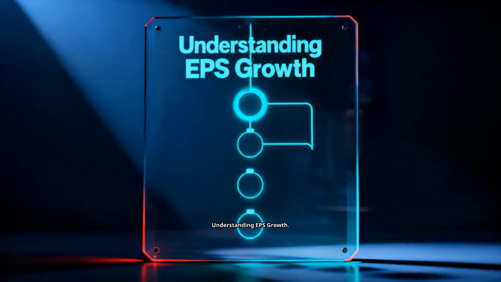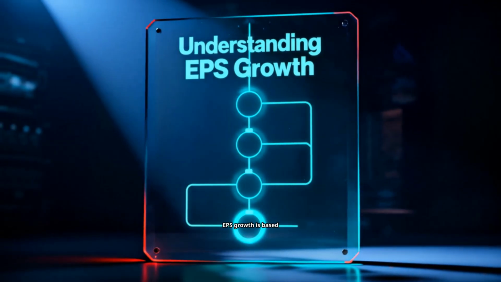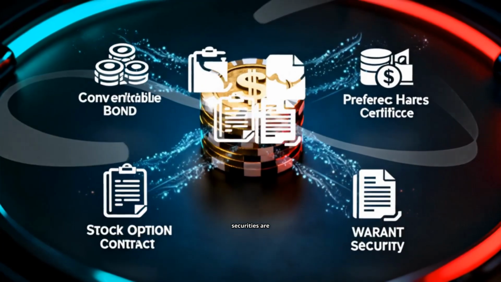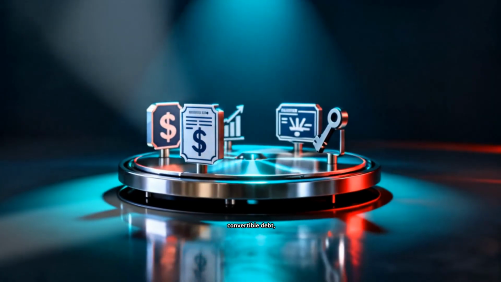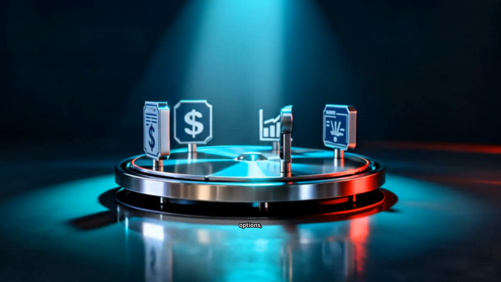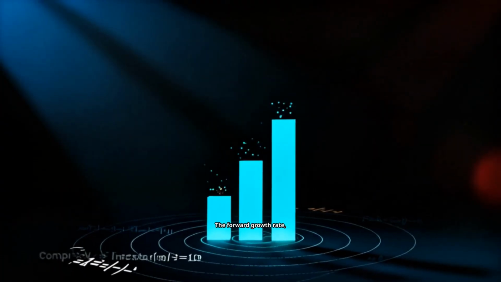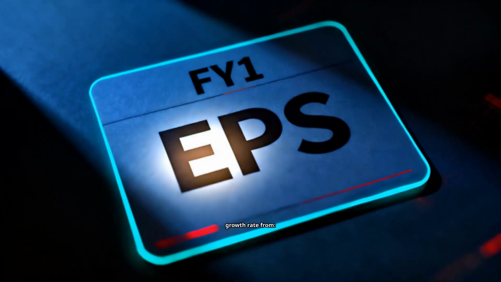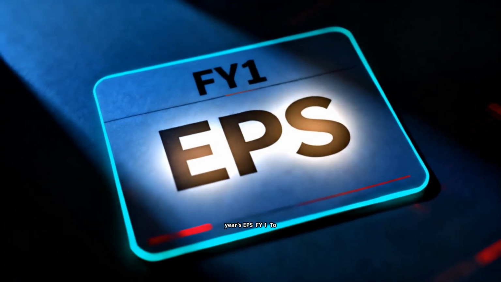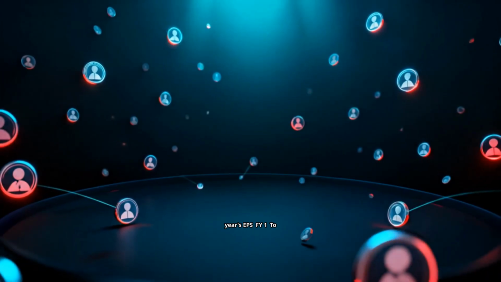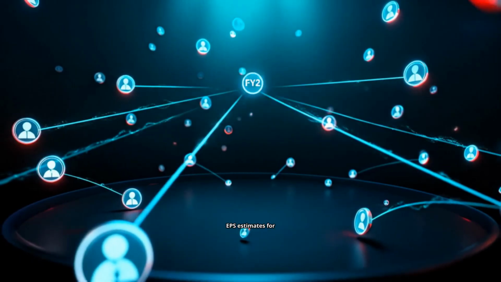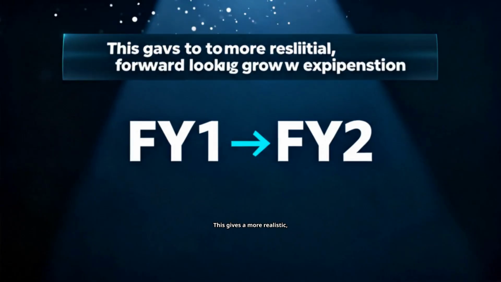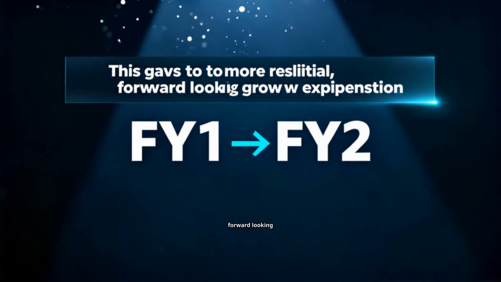Understanding EPS growth. EPS growth is based on diluted EPS, which assumes all convertible securities are exercised: convertible debt, preferred shares, options, warrants. The forward growth rate, which is a compounded annual growth rate from the most recently completed fiscal year's EPS, FY1, to analysts' consensus EPS estimates for 2 fiscal years forward, FY2. This gives a more realistic, forward-looking growth expectation.